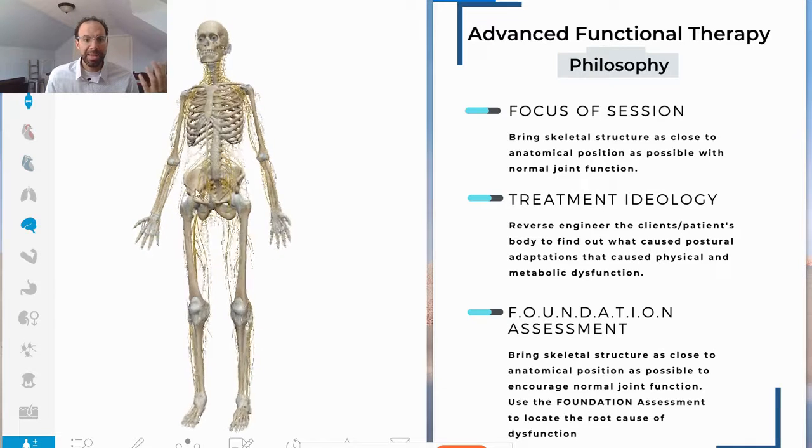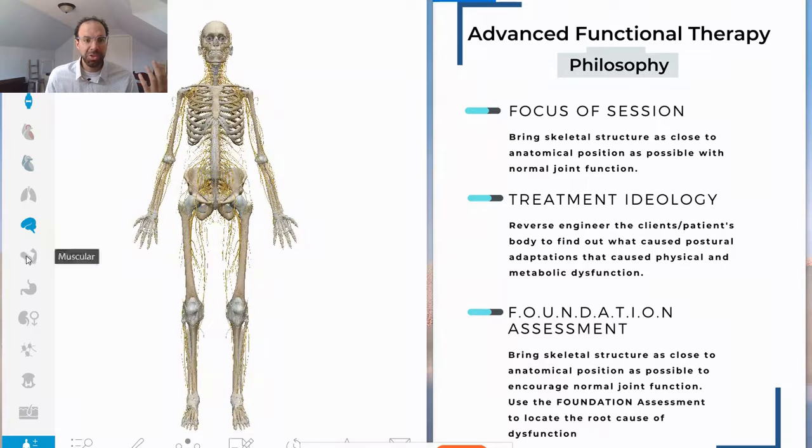Because if the person is not in this anatomical position, then something in their life has caused too much physical stress, too much chemical stress, or too much emotional stress, or all three together, which is going to cause an imbalance in their structure, and which is then going to cause a dysfunction in their nervous system and in their muscular system.